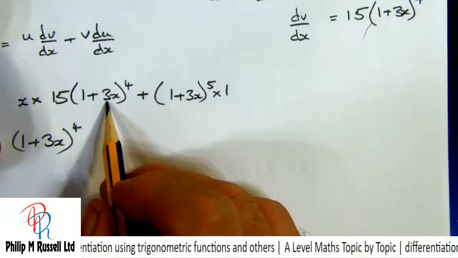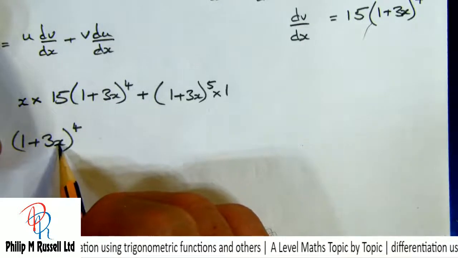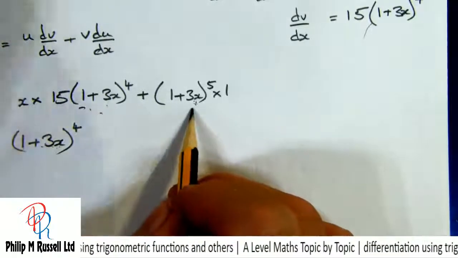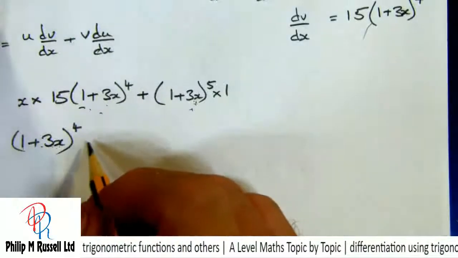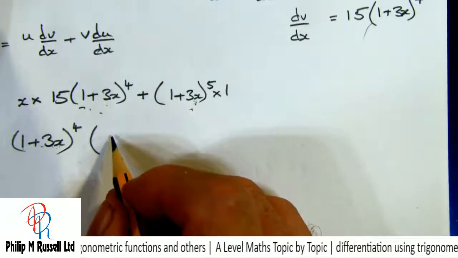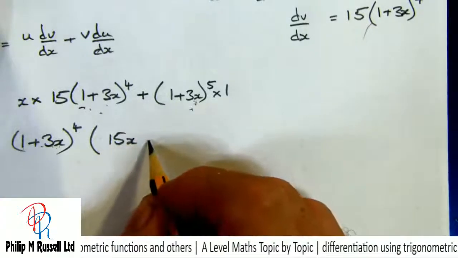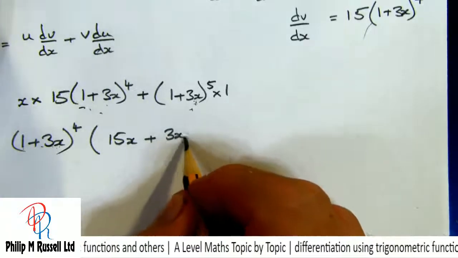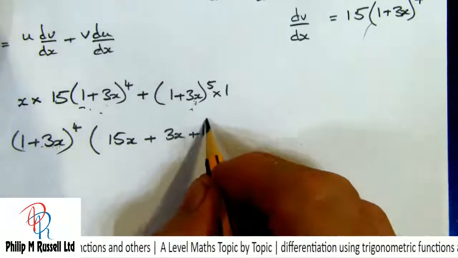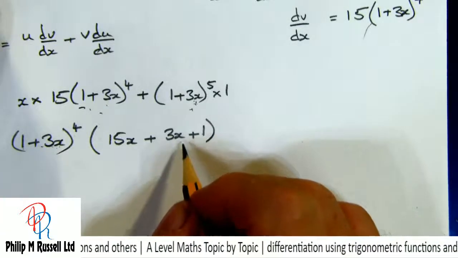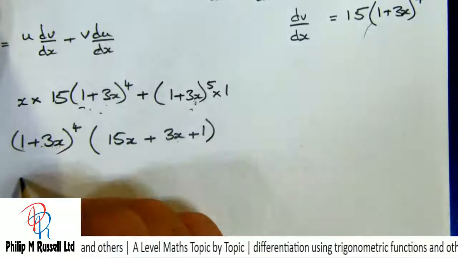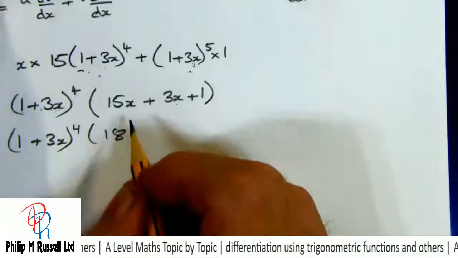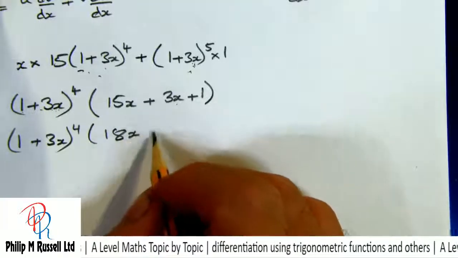I'm going to take a factor of 1 plus 3x to the 4 out of both of those, and if I take a factor out of both of those, I'm going to be left with 15x plus 3x plus 1. 15x and 3x are going to be 18x, so it's going to be 1 plus 3x to the 4, and I'm left with 18x plus 1.